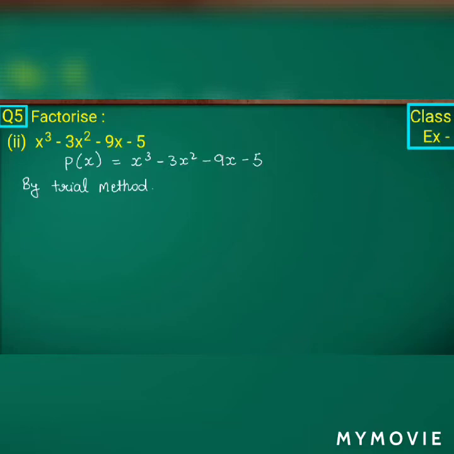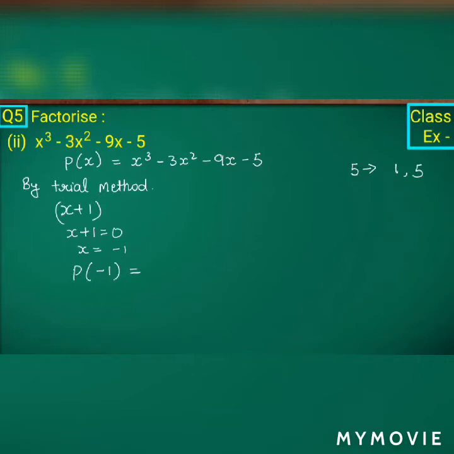So the next problem is x cube minus 3x square minus 9x minus 5. Again we take the factors of the number part, that is 5. The factors of 5 are 1 and 5. Either we can go for x plus 1 or x minus 1, or x plus 5 or x minus 5. But the thing is we have to get 0. So we'll just start with x plus 1 here. If I take x plus 1 equals 0, x will become minus 1. Then we have to substitute the value of minus 1 in the given polynomial.